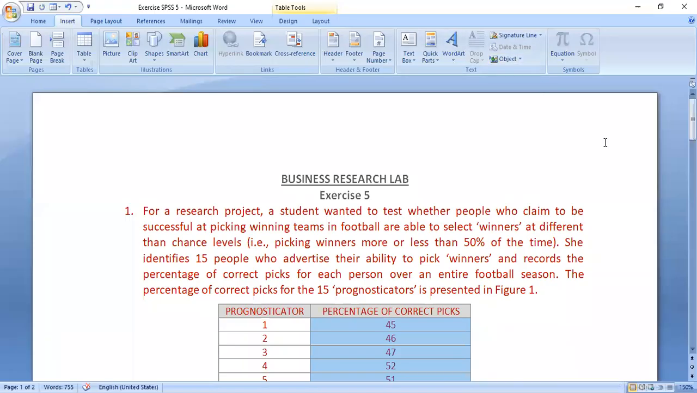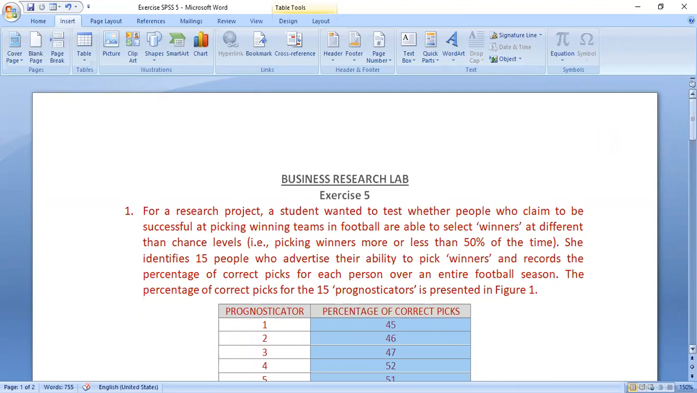Very good morning. In this exercise 5, where we are talking about one sample t-test, let us now attempt question 1. And question 2 and question 3 are assignments for you to be done this week. So let's read the question first.